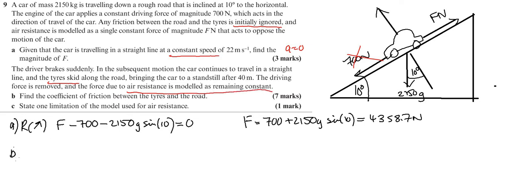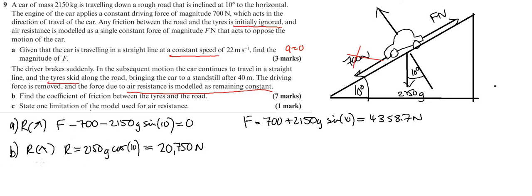Okay, so part B. Well, now there's friction. We need to work out what R is. So our reaction force is equal to 2,150 g, but multiplied by cos 10, because remember, there's an angle to the vertical, no other forces, because everything else is parallel to the plane. So if we work that out, we get 20,750 newtons. Okay, so now we've got that.